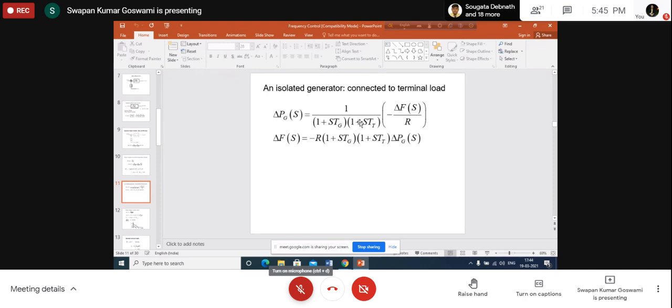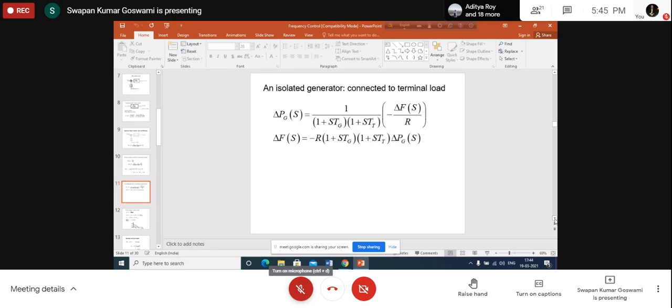So because of this free governor operation, how much is the change in frequency following some connection of the load? Connection of the load will make the output of the generator change, and that is represented by delta PGS. So this is equal to minus R, this is the governor regulation, we shall explain it, into 1 plus S time TG, 1 plus S time TT into del PGS. Is it clear, this much? Could you understand this? Yes. Okay, you could understand this.